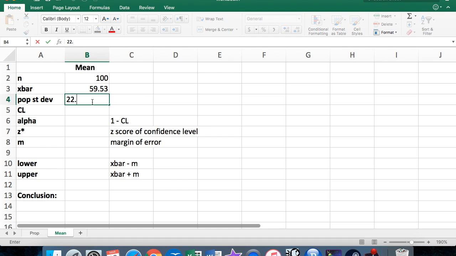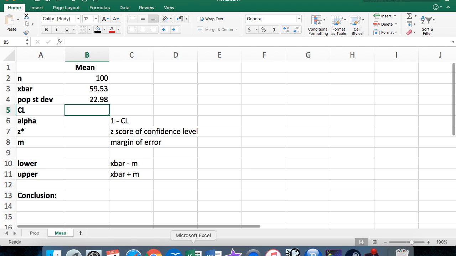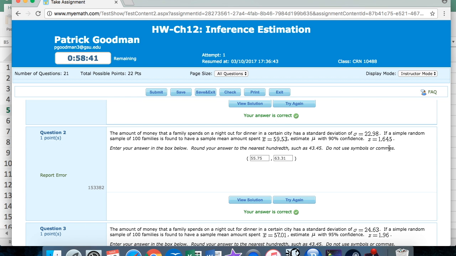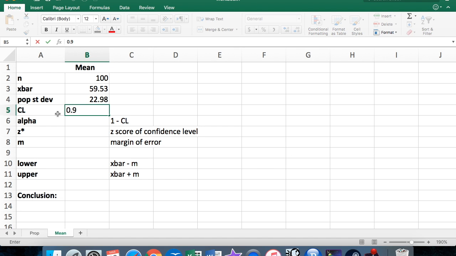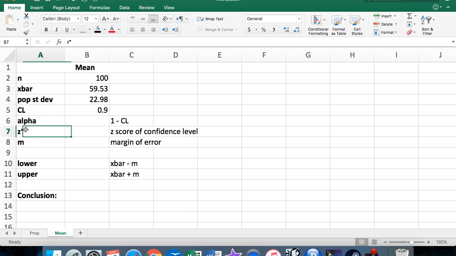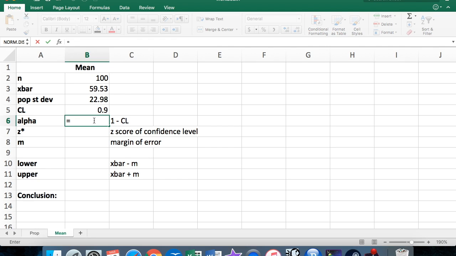So 22.98. All right. Now again, I'm looking at the confidence level. Confidence, they say, is 90%. So we have a 90% confidence level, in decimals, 0.9. Now they give you the z-score, right? Because this z-star is just your special z-score of your confidence level. So you don't have to calculate this. You can just type it in, but I'm going to. All right, now what's our alpha? Remember, alpha is our error level. So if we're 90% confident about our answer, that leaves us 10% for error, right? We have a 10% chance of our population mean not being in our confidence interval.